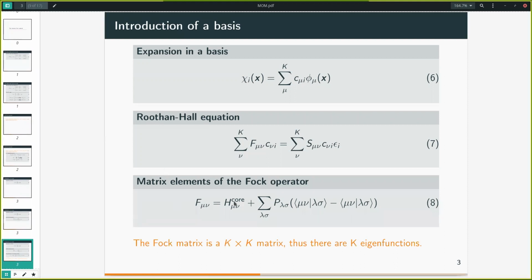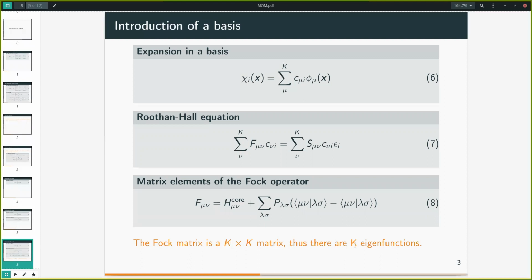So this is the expression of the Fock operator. We have the matrix element of the one-electron part, the density matrix that we will see later on the next slide, and the two-electron integrals. Oh sorry, here you should exchange sigma and lambda, and so that's the two-electron integral for the Coulomb and the exchange part. Sorry for this mistake. And so this Fock matrix is a K cross K matrix.